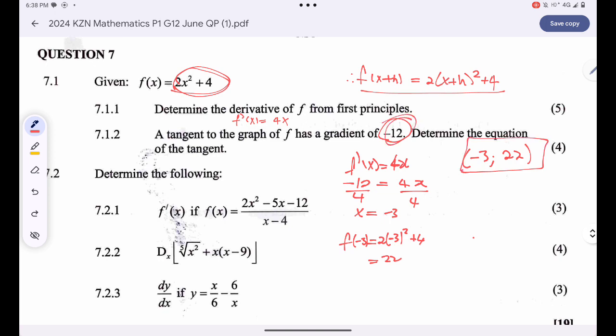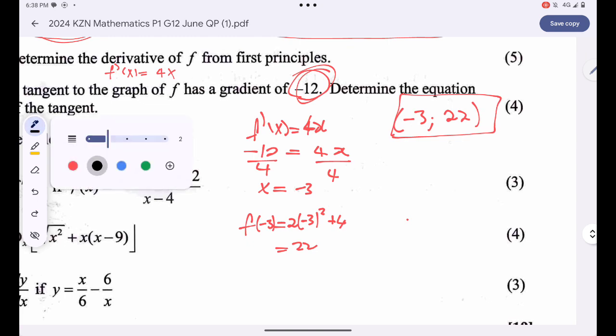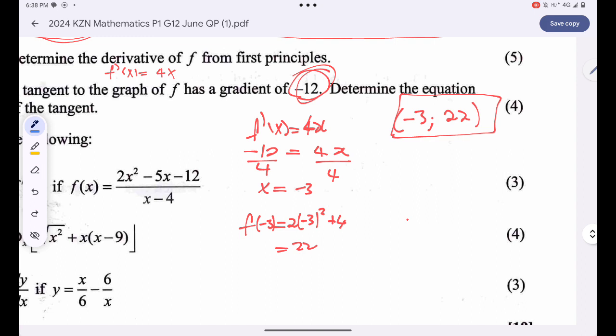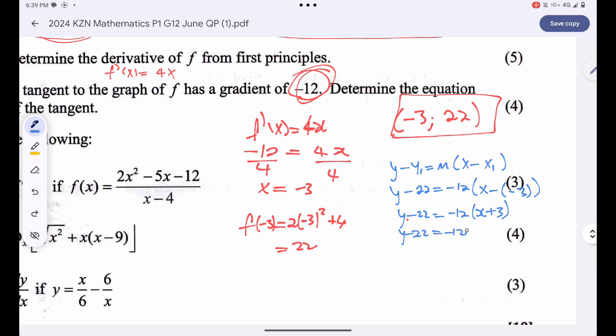So now I can find the equation of that specific tangent of mine. I can use the equation y is equal to mx plus c, then substitute the gradient and go and find the y-intercept, or I can simply say y minus y1 is equal to m times x minus x1. y1 is equal to 22, m is negative 12, and x1 is negative 3. So I have y minus 22 is equal to negative 12 times x plus 3. Now I can remove the brackets: y minus 22 is equal to negative 12x minus 36.